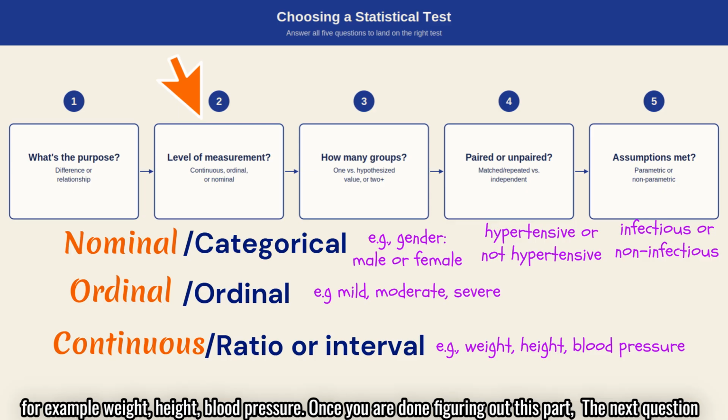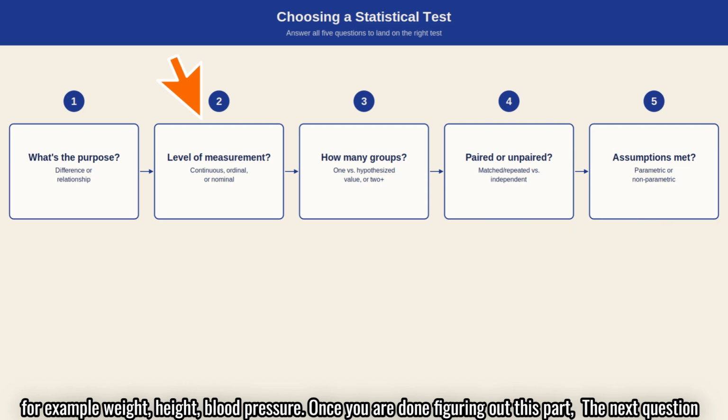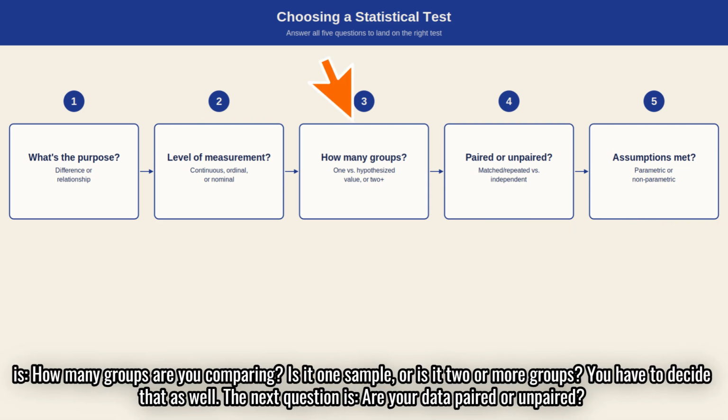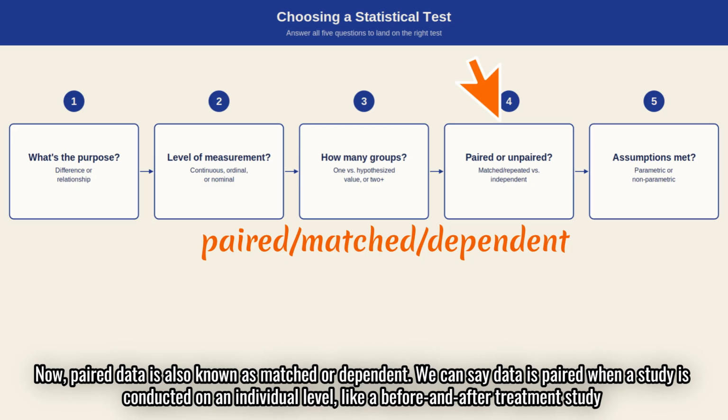And once you are done with figuring out this part, the next question is, how many groups are you comparing? Is it one sample? Is it two or more groups? You have to decide that as well. And the next question is, are your data paired or unpaired? Now, paired data is also known as matched or dependent.